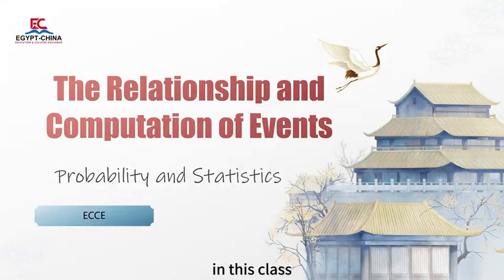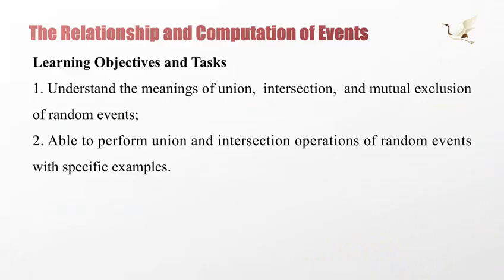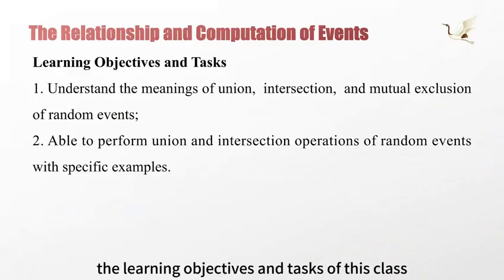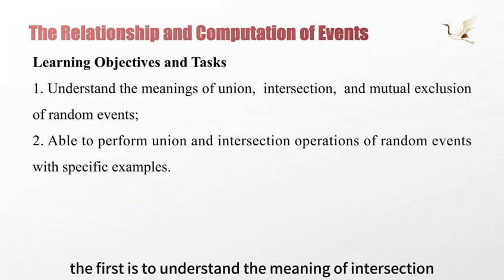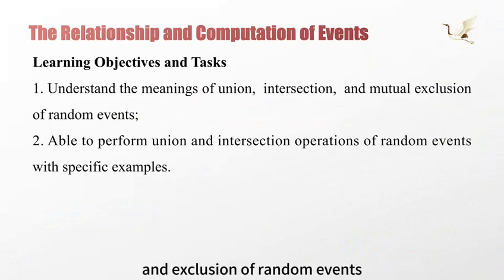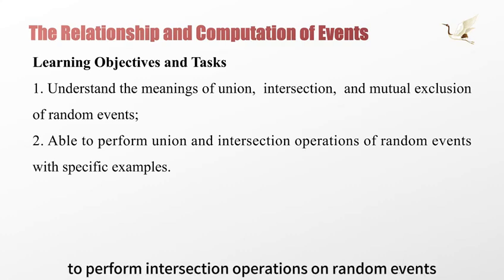Hello everyone, in this class we will learn about the relationships and operations of events. The learning objectives and tasks of this class are: the first is to understand the meaning of intersection and exclusion of random events. The second is to combine specific examples to perform intersection operations on random events.